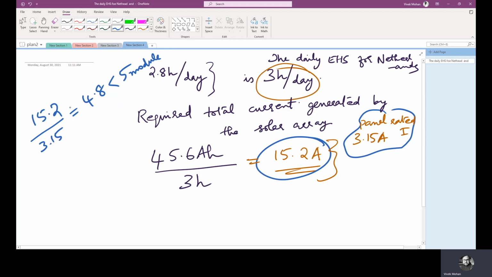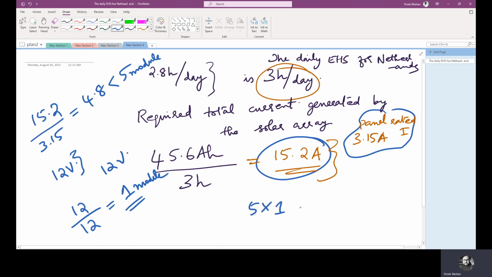Now the nominal voltage is 12 volt, right? And if the nominal voltage rating of one module is also 12 volt, then the required number of modules in series will be 12 by 12, which is equal to 1. Okay, one module. Therefore, the total number of modules in the array is 5 into 1, which is equal to 5 modules. So this is the optimum module arrangement for the designed solar array.